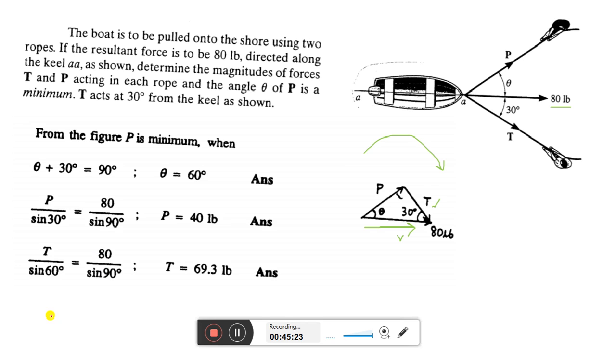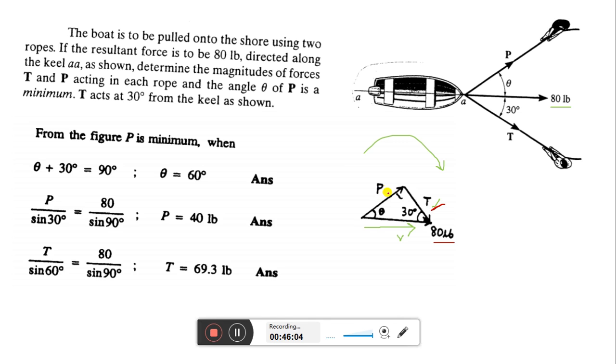The length of P, you can adjust it. The triangle can be adjusted. This direction is rigid, you cannot change. This value you cannot change. Both value and direction of the 80 pound vector you cannot change. Direction of T you cannot change, but you don't know the value of T. That means the length is variable. And for P, both direction and magnitude, that means length, are variable.